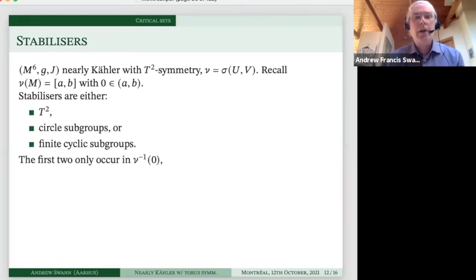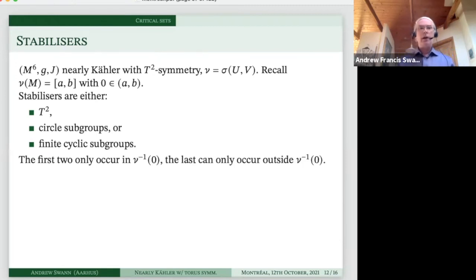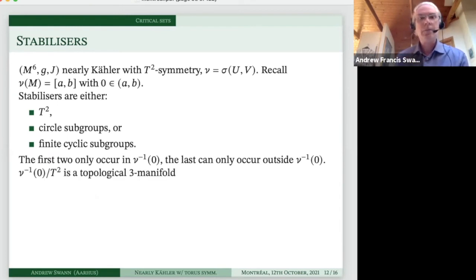So the nice fact is that stabilizers of non-zero dimensions, so T2 and circle subgroup stabilizers, they only occur in this level set where the multi-moment map is 0. So the rest of the manifold doesn't have stabilizers of non-zero dimension, and the finite cyclic subgroup stabilizers can't occur on the 0 level set. They can only occur outside.